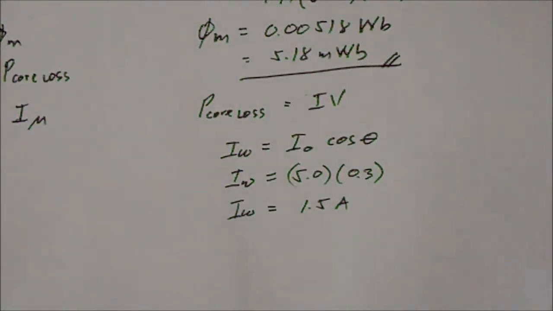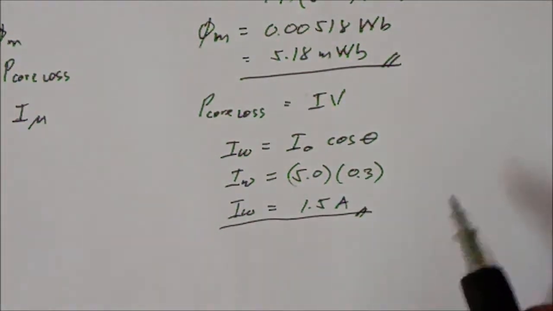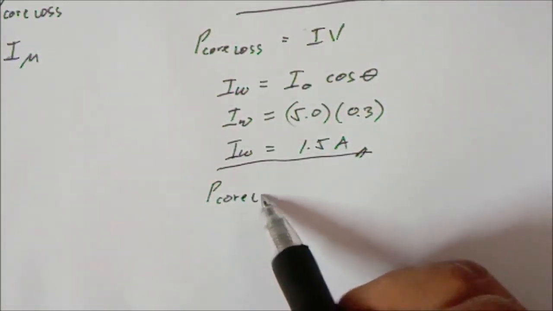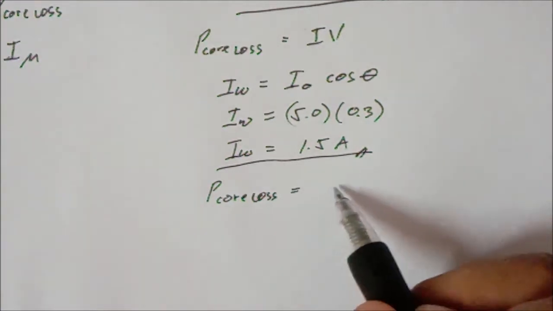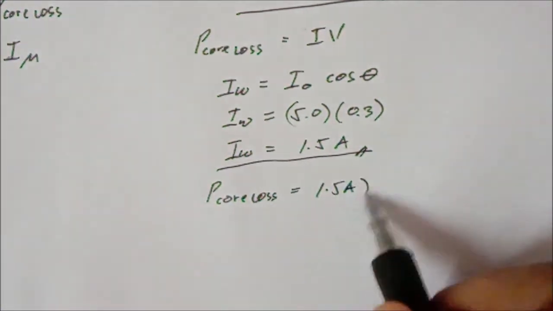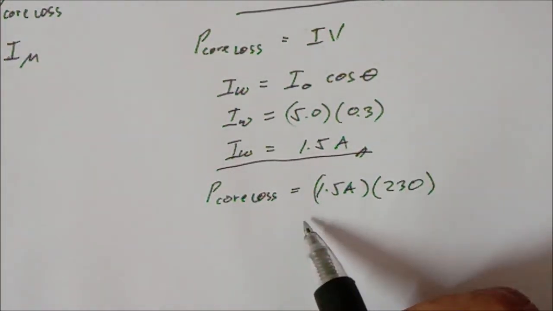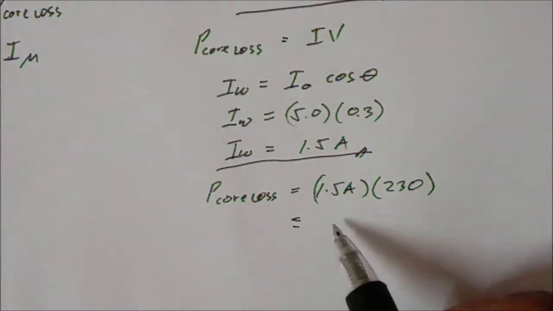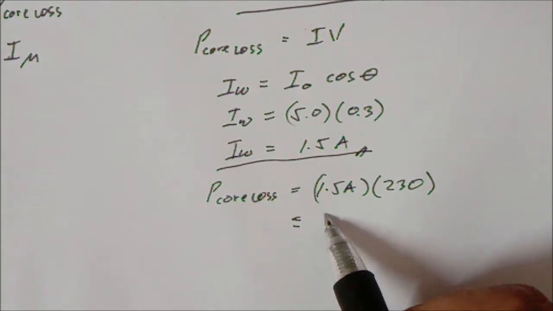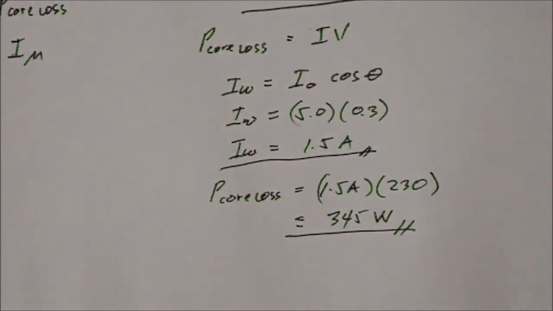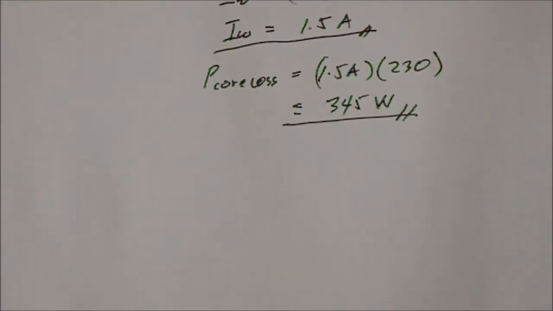Magaling, magaling. So, ma-compute na natin si core loss. Power sa core loss power natin is equivalent to 1.5 amperes times the voltage, 230 volts, equal to, anong equal yan? 1.5 amperes, 345 watts. So, yan po yung sagot.